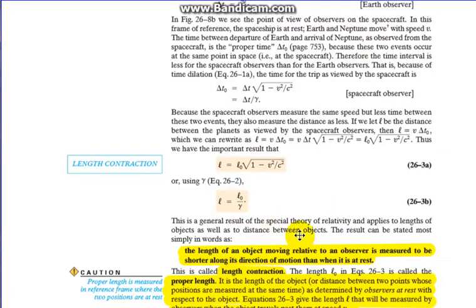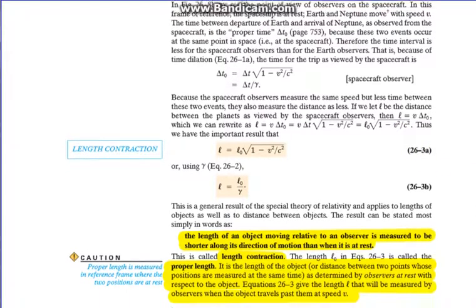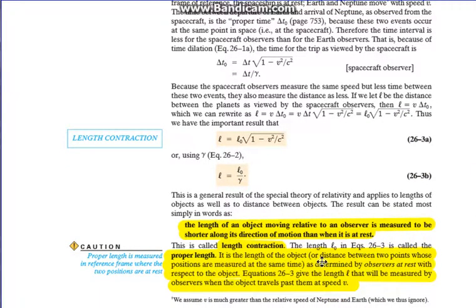So this is a general result of special relativity and applies to lengths of objects as well as to distance between objects. The result can be stated most simply in words: the length of an object moving relative to an observer is measured to be shorter. Now, the key thing there, along the direction of motion than when it is at rest. So perpendicular distances won't change. It has to be parallel to the motion.